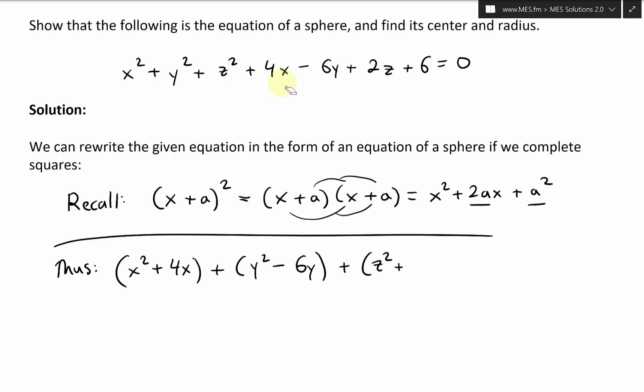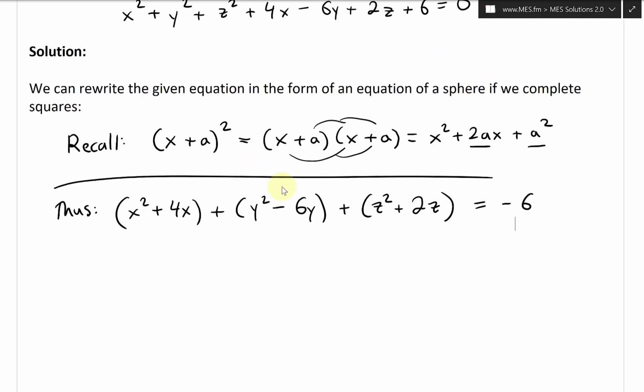Like that, plus 2z. And then this 6, we're going to move it over to the other side. So it's going to be negative 6, like that. And now if we look at this, completing the square, so this part right here, there's a 2a there. So all of these have a 2ax, but we need to add a squared.